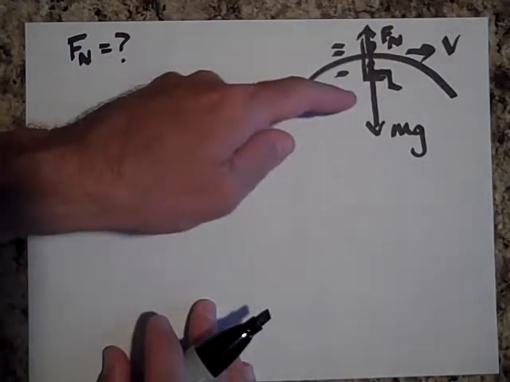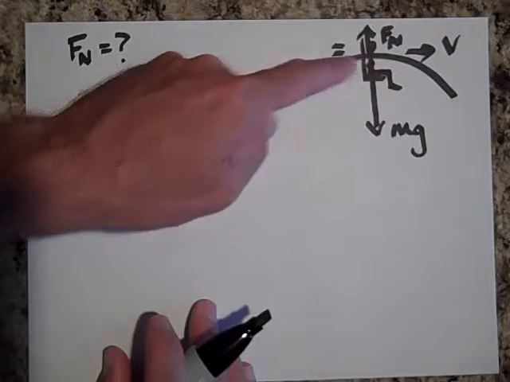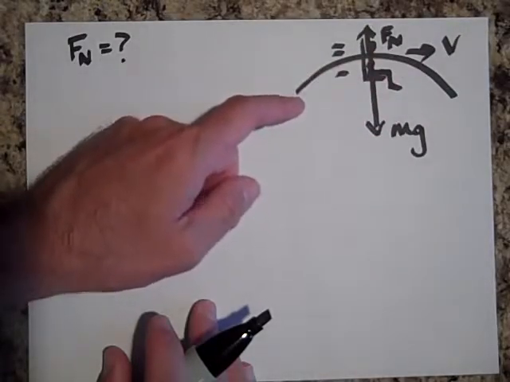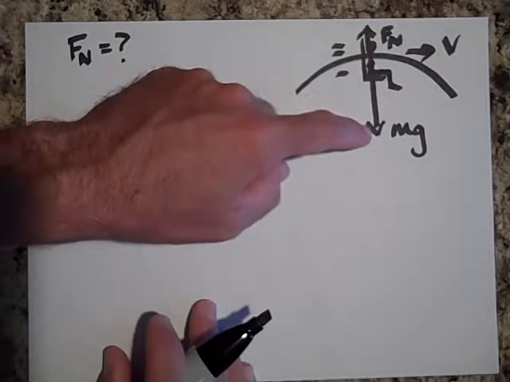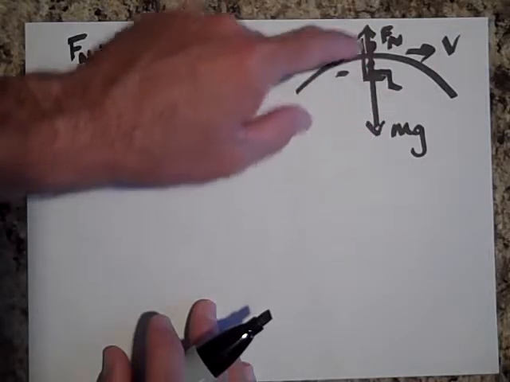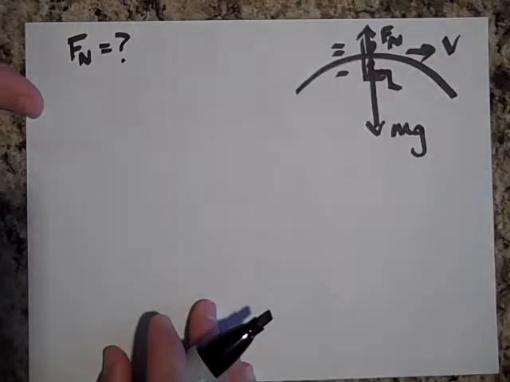Okay, notice I made mg bigger than Fn. That's because if you're going in a circle, see the circle you're going in? You're accelerating toward the center. And so you need this to be the bigger force so that your net force is toward the center.